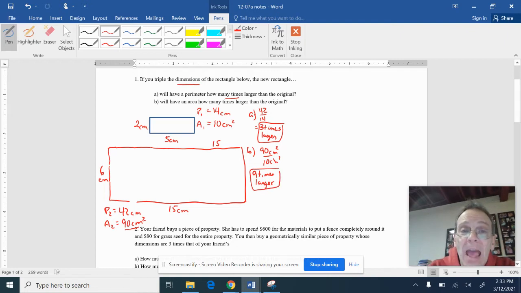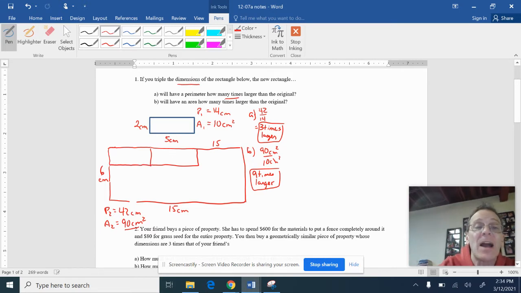Okay. And because I did draw the second rectangle to scale, you can see why the area is not 3 times larger, but 9 times larger. I mean, the original rectangle would fit right there inside the second larger rectangle. There's one copy of the original rectangle.